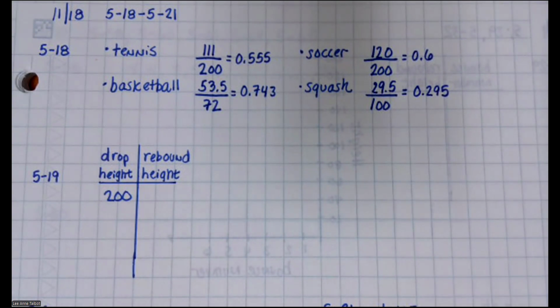Okay, so those are the rebound ratios. You guys are right. Basketball is the bounciest. Okay, now number 19. Number 19 is going to require us to go outside.